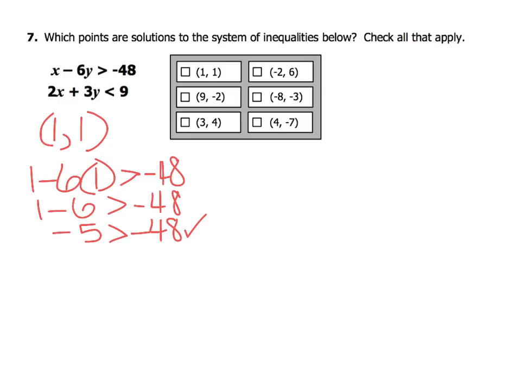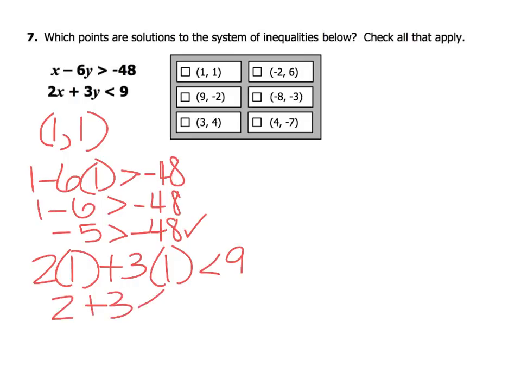All right, so this point works in that first inequality. Then what we want to do is test it out in the second one. So we would say 2 times x, and we know x is 1 for this point, plus 3y, y is 1. Is that less than 9? So 2 plus 3, and is 5 less than 9? Is this a true mathematical statement? The answer is yes. So we plugged 1, 1 into both equations, and we got 2 true mathematical statements. All right, so yes, 1, 1 is a solution to the system of inequalities. So we check it off. Then we want to continue checking all of the points.